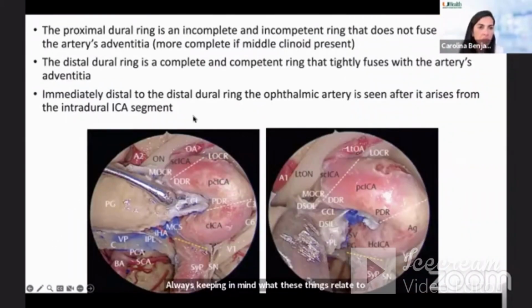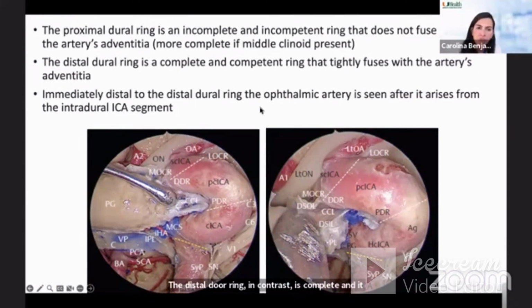Then the proximal dural ring: it's important to know that it's an incomplete and incompetent ring. It does not fuse tightly with the artery's adventitia. The distal dural ring is more complete. If there's a middle clinoid, there will be a more thickened band, and therefore the proximal dural ring can be more complete if the middle clinoid is present or more prominent. The distal dural ring, in contrast, is complete, and it fuses tightly with the artery's adventitia.